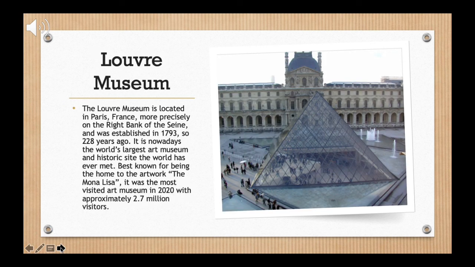The Louvre Museum is located in Paris, France, more precisely on the right bank of the Seine, and was established in 1793, so 228 years ago. It is nowadays the world's largest art museum and historic site, best known for being the home of the artwork, the Mona Lisa. It was the most visited art museum in 2020 with approximately 2.7 million visitors.